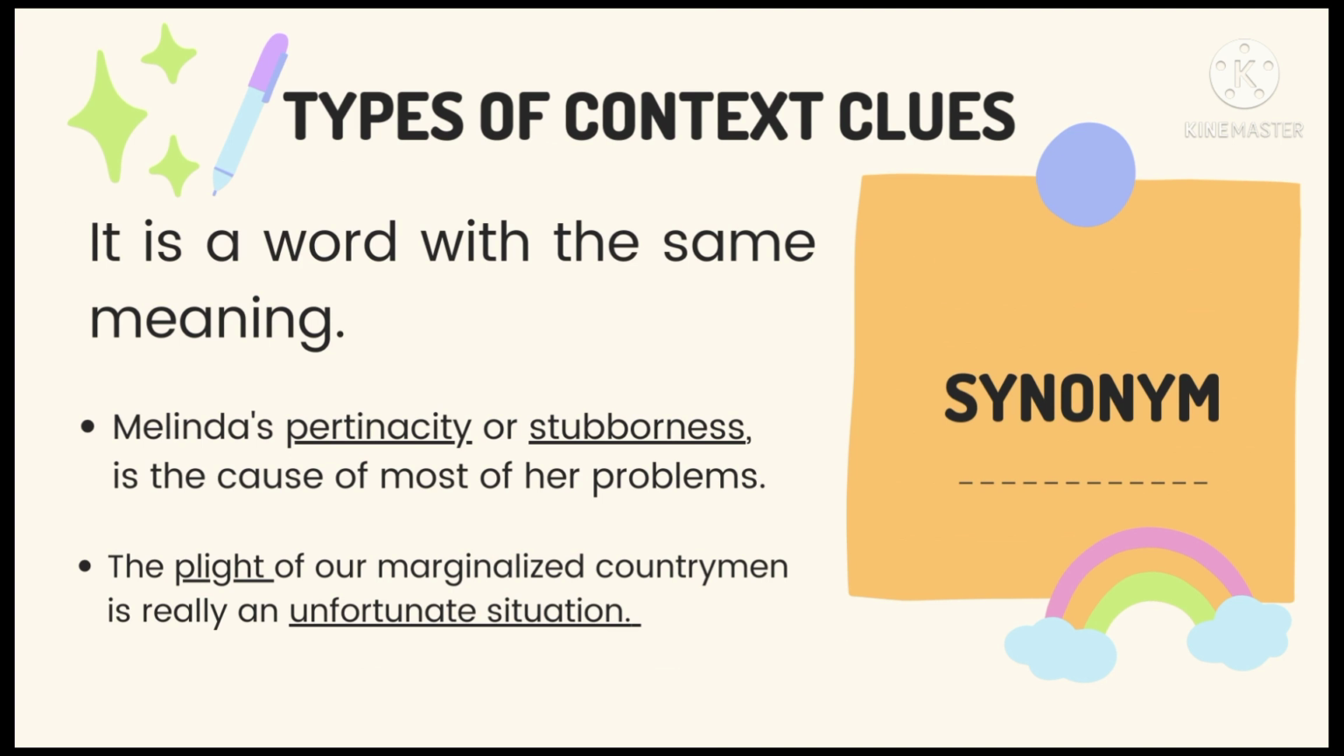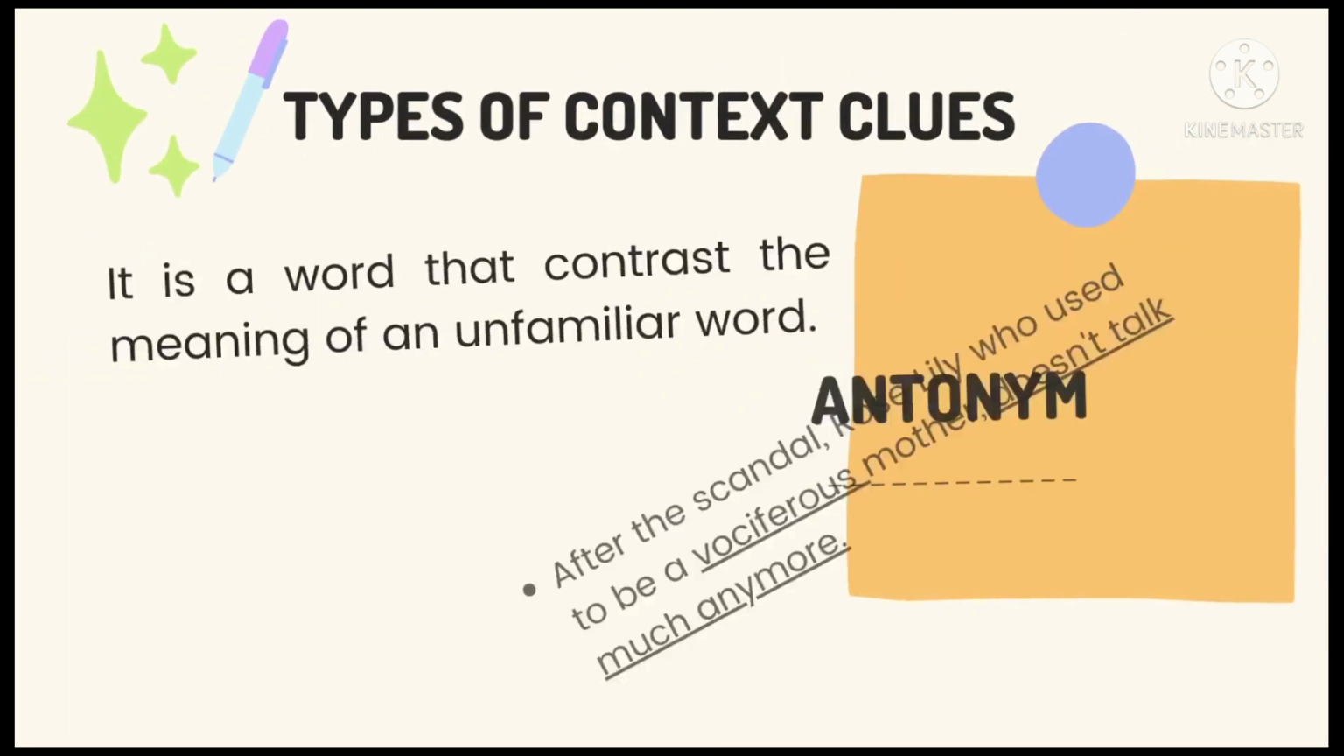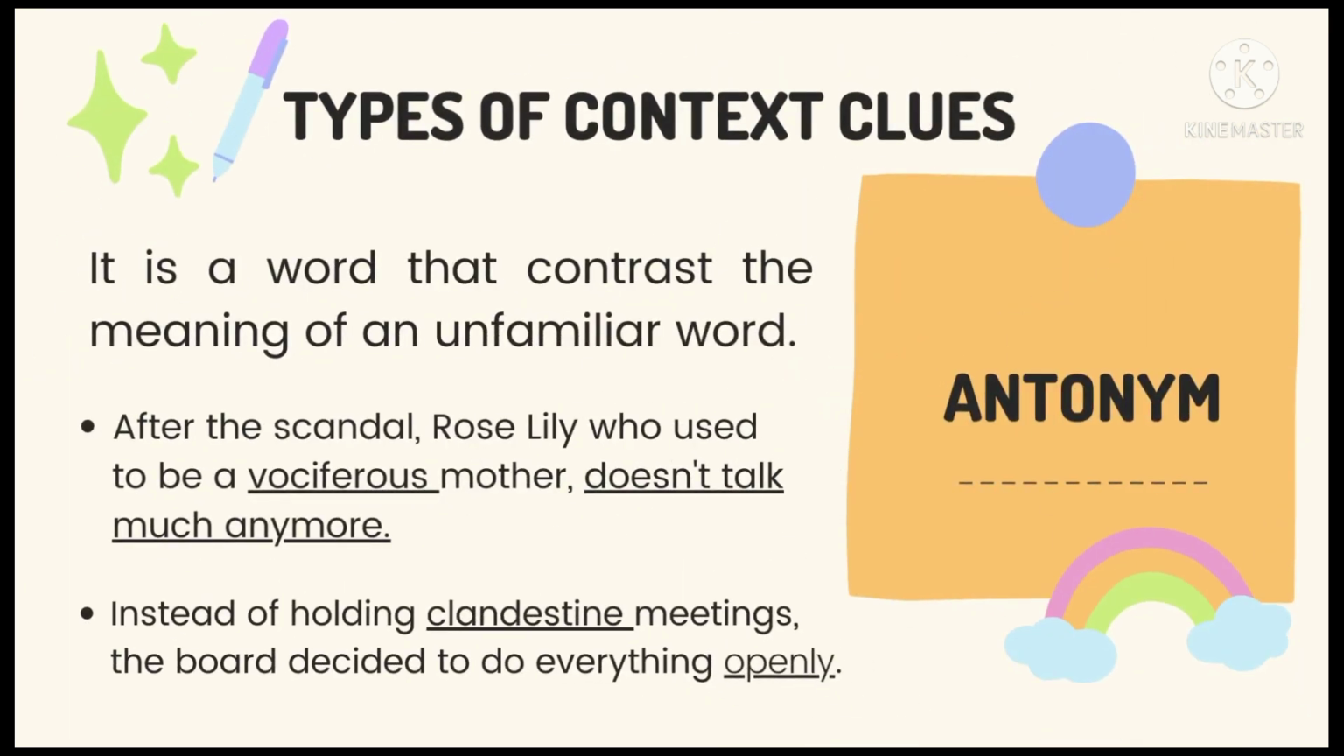Another type of context clue that will help us understand an unfamiliar word is by using antonym. Antonym is another way to get the meaning of an unfamiliar term by looking for words that contrast the meaning of an unfamiliar word with the meaning of a familiar term. It means that you will understand an unfamiliar word by its opposite meaning that you can also find in the same sentence. Take a look at this first example.